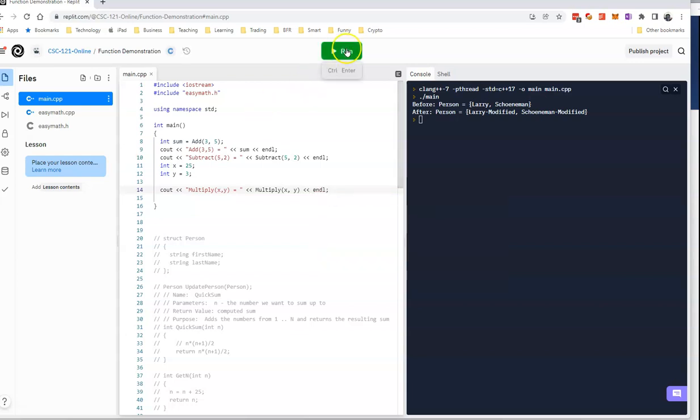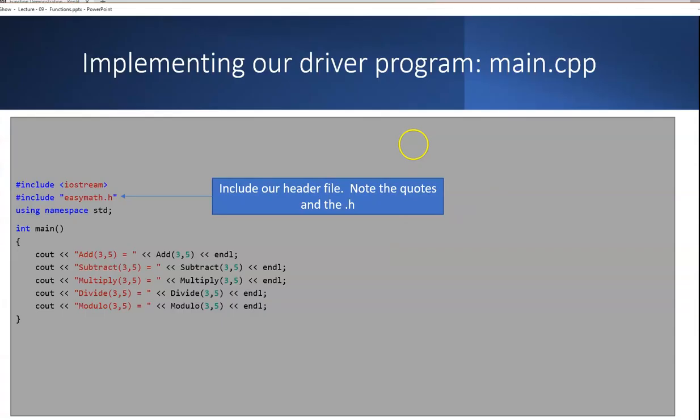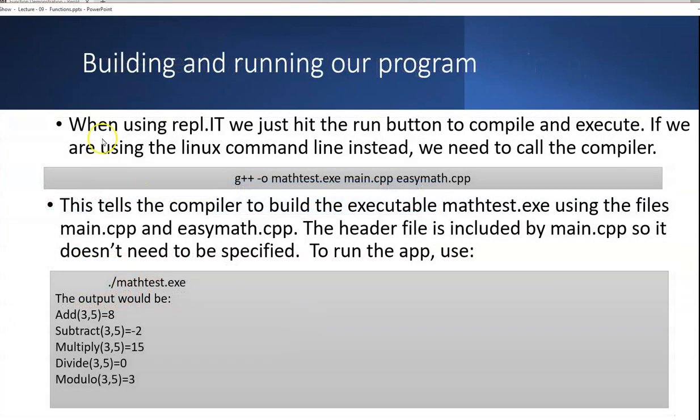If we run it, we get exactly what we think. Now, when we use REPL IT, all we got to do is press the start button. But when we want to use the command line, we now need to tell it the names of our output executable and all the C++ files we're using. This tells the compiler to build the executable math.test.exe using the files main.cpp and easymath.cpp. The header file is included by main, so it doesn't need to be specified. And to run the app, we use ./math.test.exe in Linux.